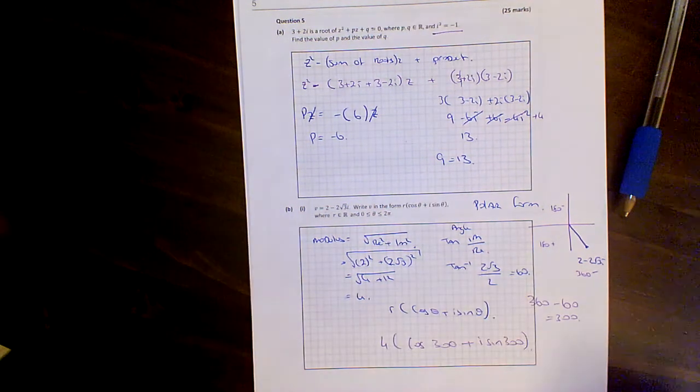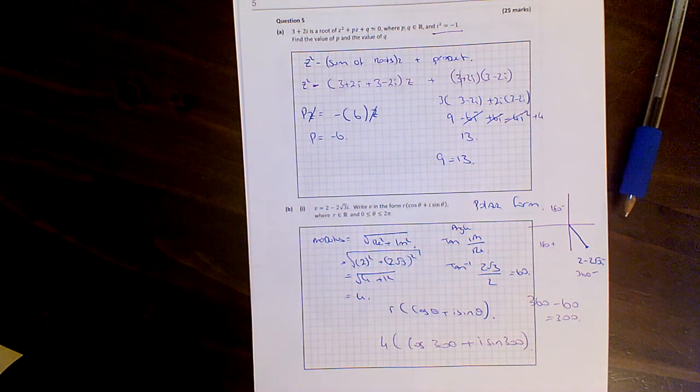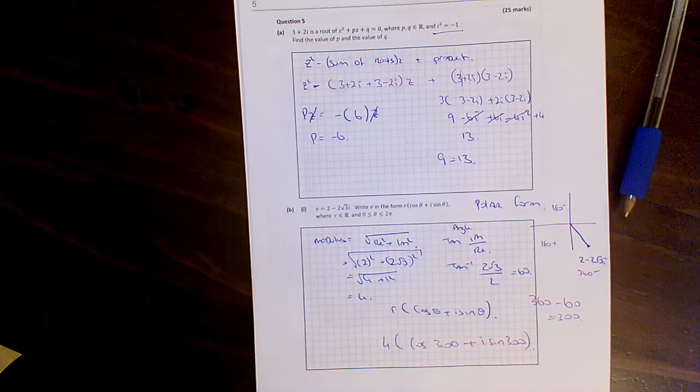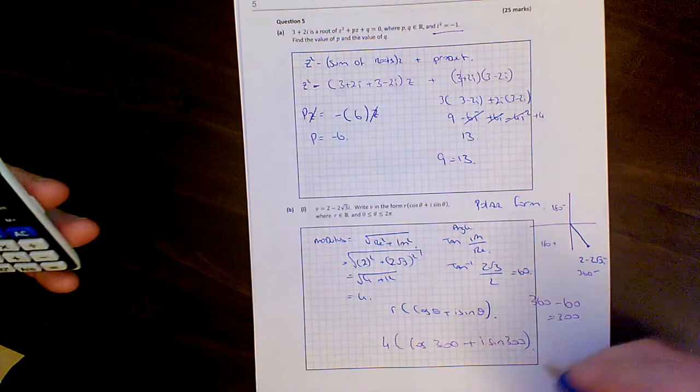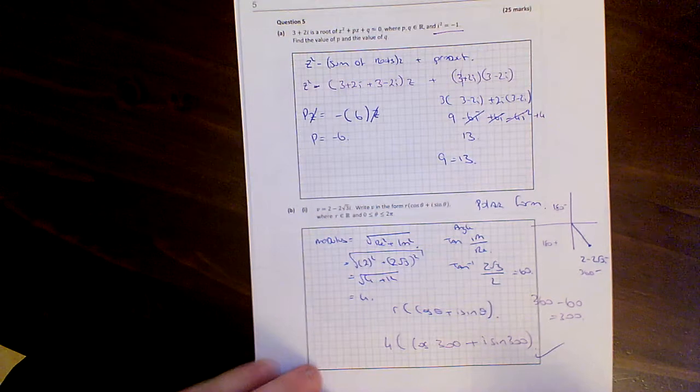The good news is you can always check if you're right. If you type in 4 cos 300 in your calculator, you get 2. You type in 4 sine 300, hopefully you get the minus 2 root 3, and you do. That's your job done. 10 marks in the bag.